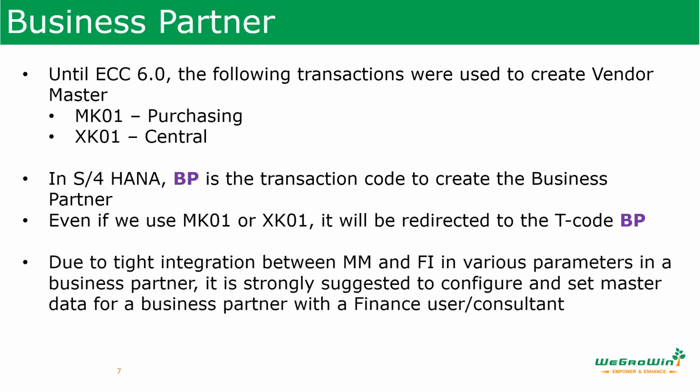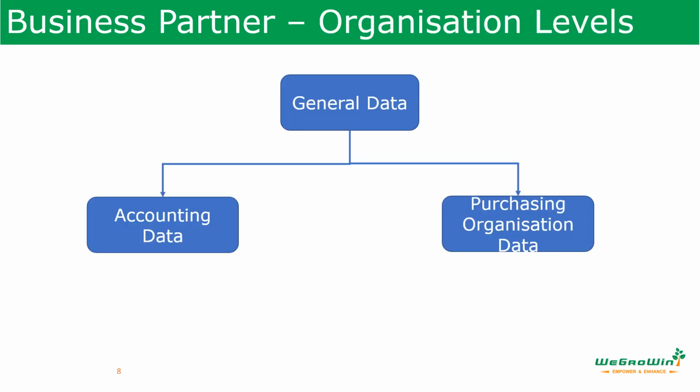Please note, due to the tight integration between MM and FI in various parameters in the business partner, it is strongly suggested to configure and set master data for the business partner with the finance user or finance consultants. In accounting, the vendor part of a business partner is regarded as the company's creditor business partner. The business partner master record is therefore maintained by accounting and purchasing. Each user department can maintain both general data, purchasing data, and accounting-specific data centrally or decentrally. In addition, purchasing often maintains data at the corporate group level also.